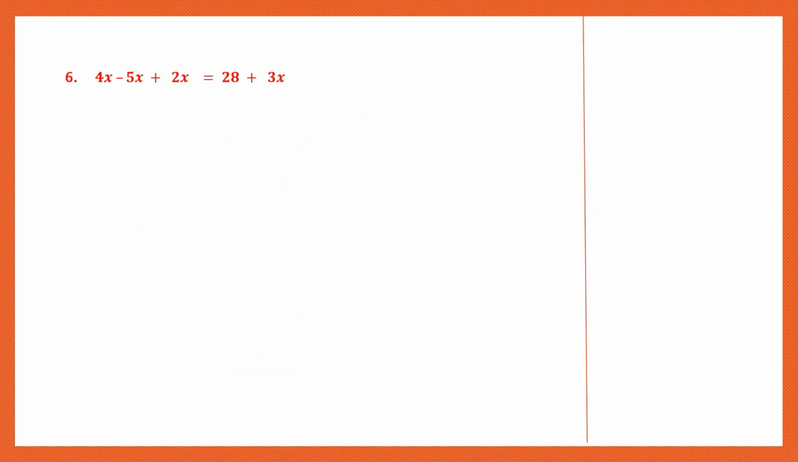Question 6. Okay, let's see where all the variables are. We have 4x minus 5x plus 2x, and on the right hand side we have 3x. So let's bring them all together to one side. So let's have all the variables here on the left. So we have 4x minus 5x plus 2x. Now I'm transposing plus 3x to the left hand side, so it becomes minus 3x. All this is equal to 28.